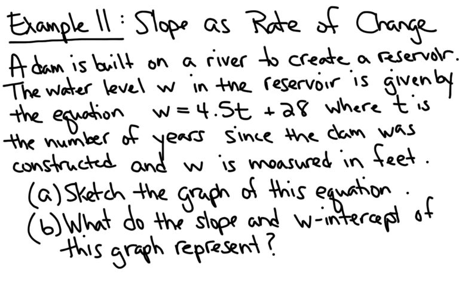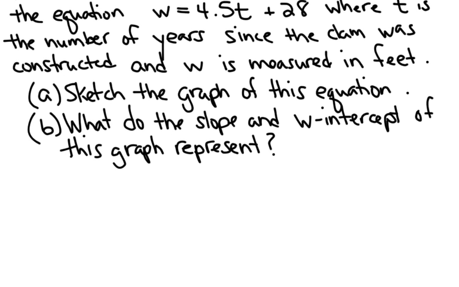Remember, in an equation, we're not necessarily going to use x and y. Sometimes we're going to use variables that represent what the variables really mean. So like T is time and W is probably water level. So in order to sketch a graph, what I would do is start with the easy stuff, like what's the W-intercept? Well, when T equals 0, W is equal to 28. And then maybe I need one more point on this graph.